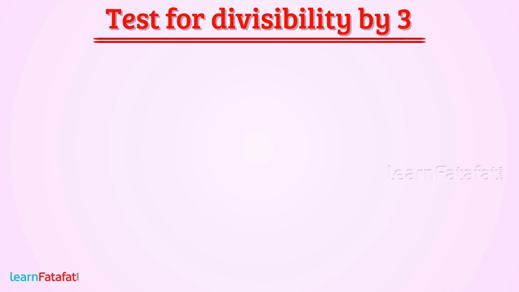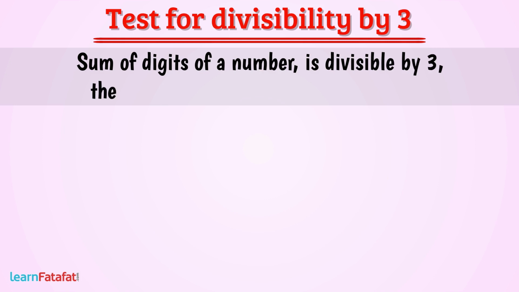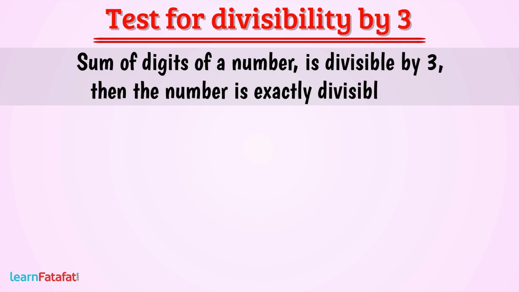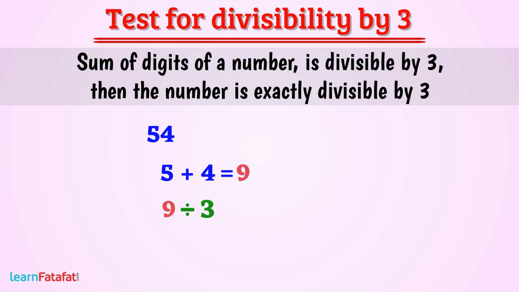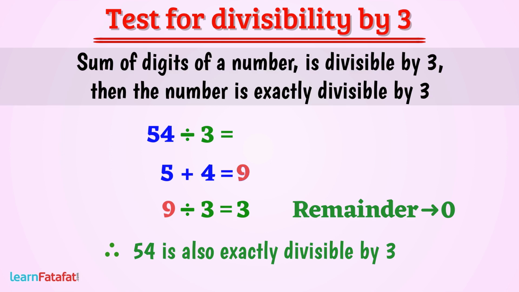Test for divisibility by 3. If the sum of digits of a number is divisible by 3, then the number is exactly divisible by 3. For example, for the number 54, the sum of its digits is 5 plus 4, which is equal to 9. This sum is exactly divisible by 3 as 9 divided by 3 equals 3 and remainder is 0. So the number 54 is also exactly divisible by 3. 54 divided by 3 equals 18 and remainder is 0.